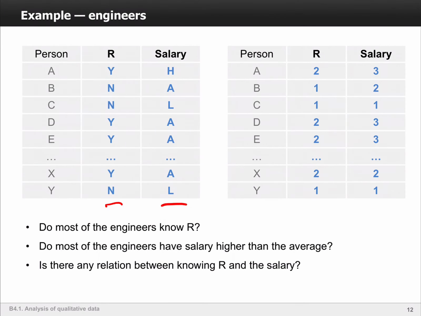Then those are the questions we are going to answer. First of all, can we say that most of the engineers in Denmark know R? And then can we say that most of the engineers have salary higher than the average? And can we say that there is any relationship between knowledge of R and the salary level? Okay, so that's the plan for this learning sequence, one of the plans.